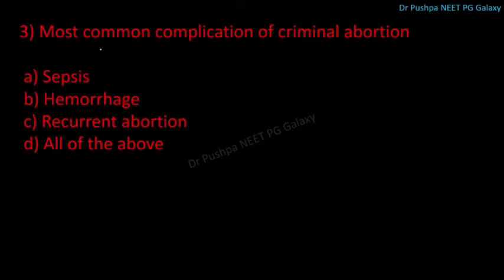The next question is: the most common complication of criminal abortion is sepsis, hemorrhage, recurrent abortion, or all of the above? The correct answer is hemorrhage. So the most common complication of criminal abortion is hemorrhage, whereas the most common complication causing death is sepsis.